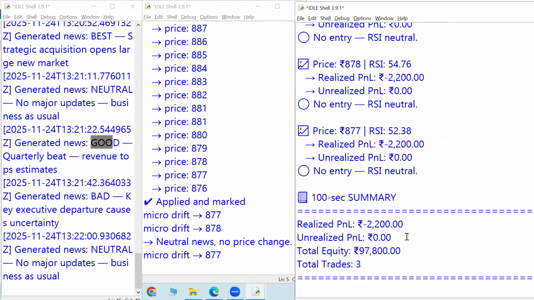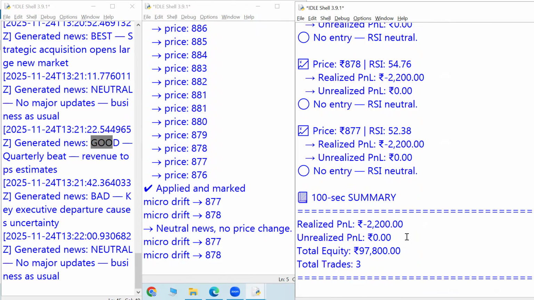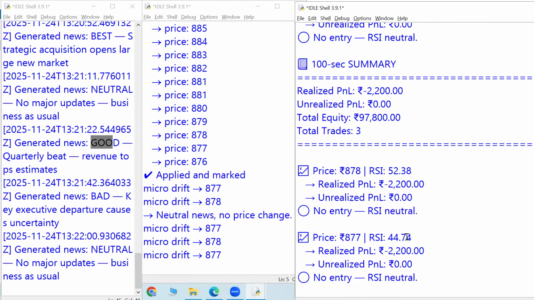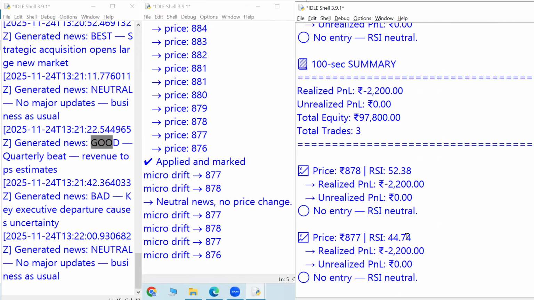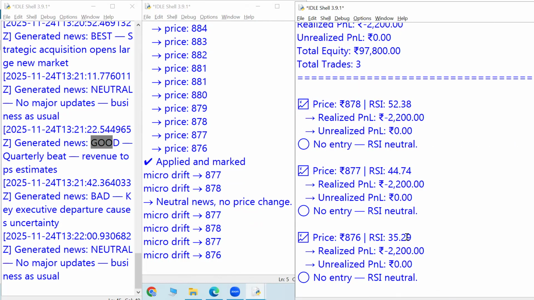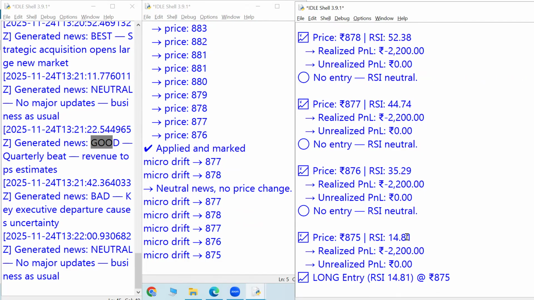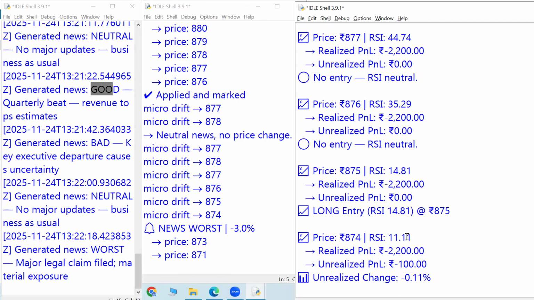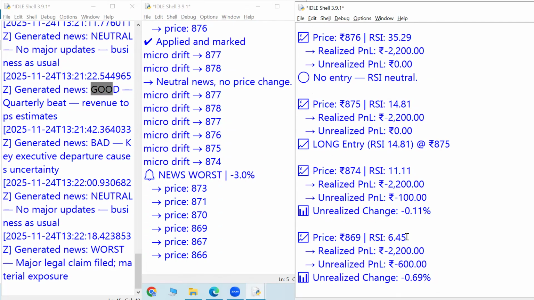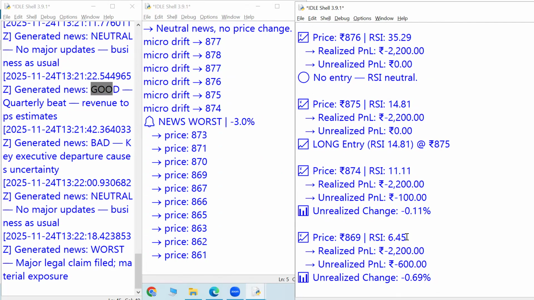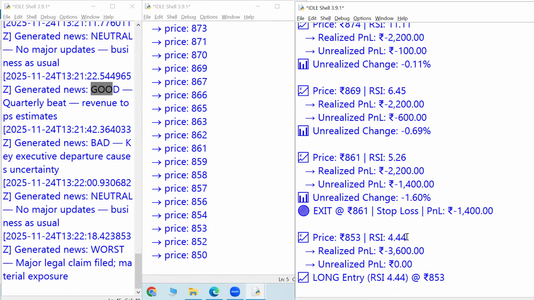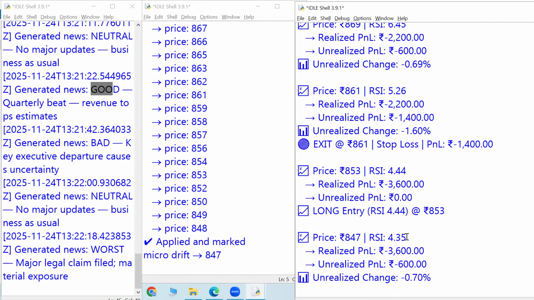The price is neutral. The RSI is cooling down because the news is neutral. So there's a small change in the price. Okay, the RSI is cooling down. RSI is below the value, and we got the long entry. The worst news has come. Okay, the 3% down. Okay, one more stop loss. Great, so RSI is working perfectly in the logic.